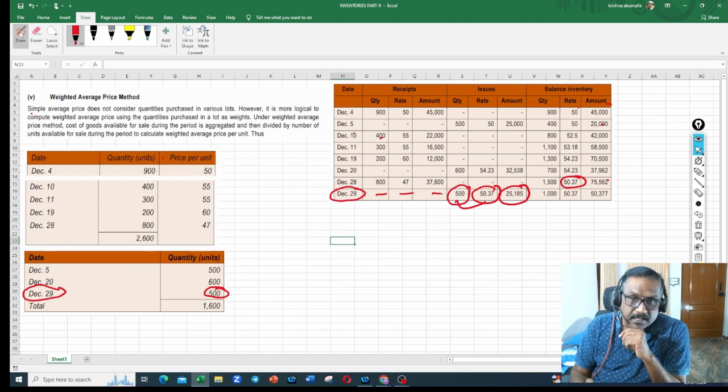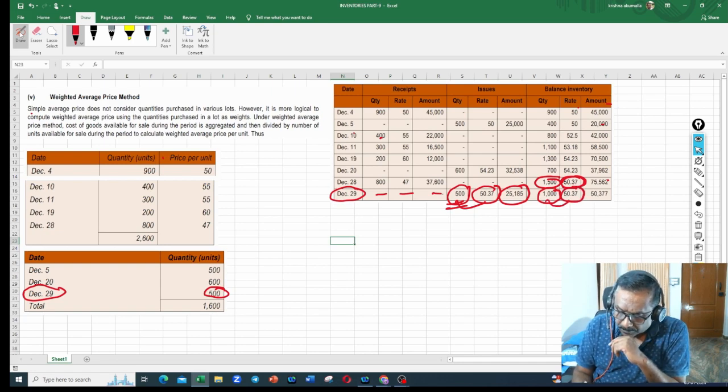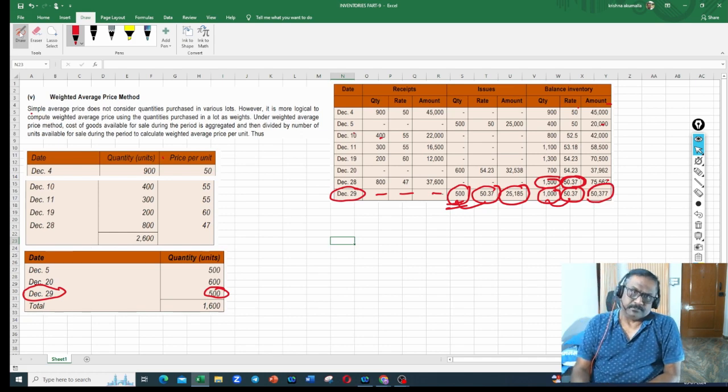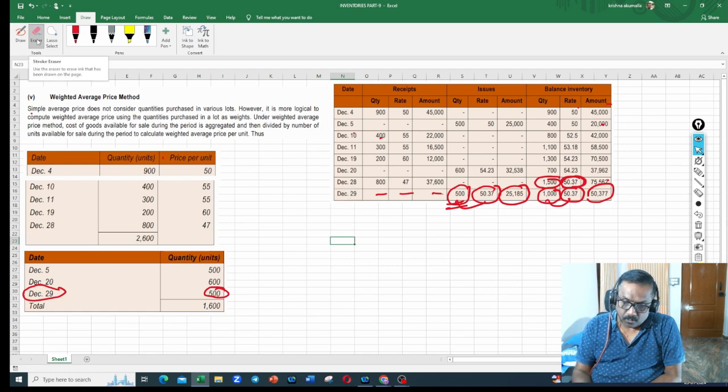Are you clear? Now, what is the closing balance? We had 1,500 on 28th December. We issued 500 to the production. We are left with 1,000. So we have taken 1,000 quantity. And what is the closing value? The same 50 rupees 37 paisa you need to take into account. Multiply these two, you get 50,377. Are you clear? This is how the inventory has to be calculated.